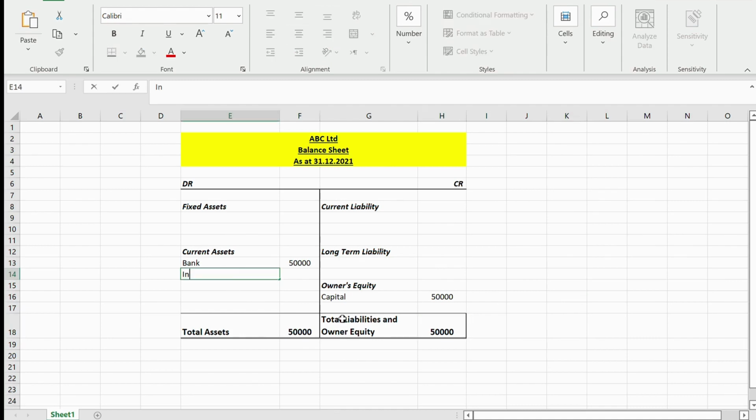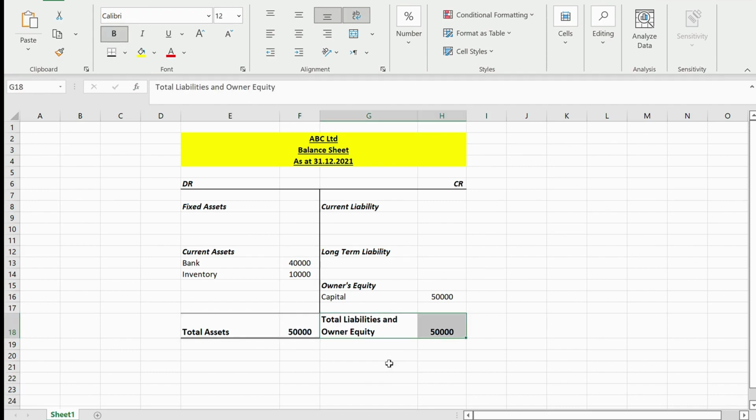Straight after that, the owner decided, let's get some inventory. Let's say the owner bought inventory for 10,000 cash. 10,000 cash means we are going to reduce our cash or bank by 10,000. So still assets are equal to liabilities and owner equity.